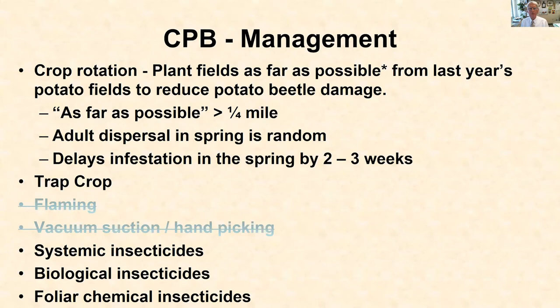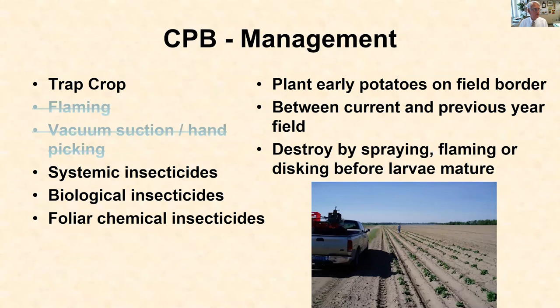I can be out in my little potato patch in my backyard and keep ahead of the Colorado potato beetles by picking them off by hand. That's not going to work in a big field, is it? That trap crop could be to plant early potatoes. That would be the first thing the potato beetles would find, and you would put that between last year's crop and this year's crop, hoping they stop and eat there.